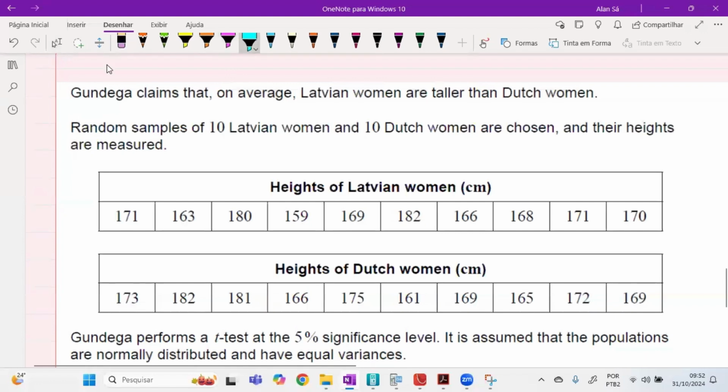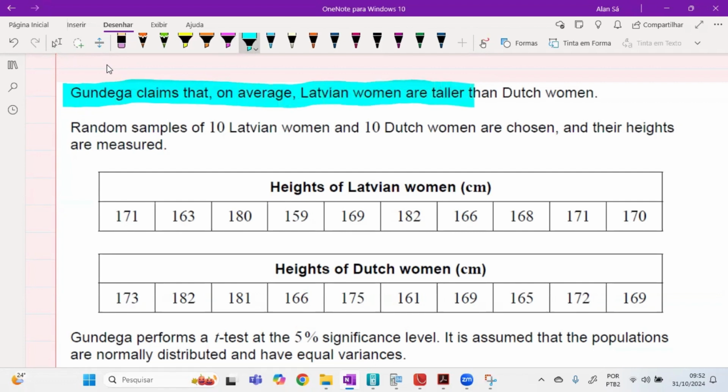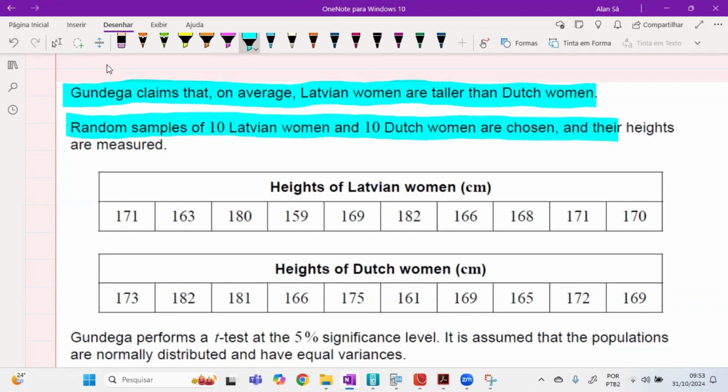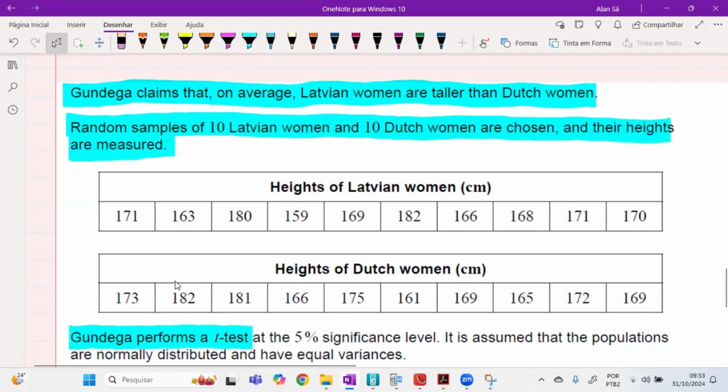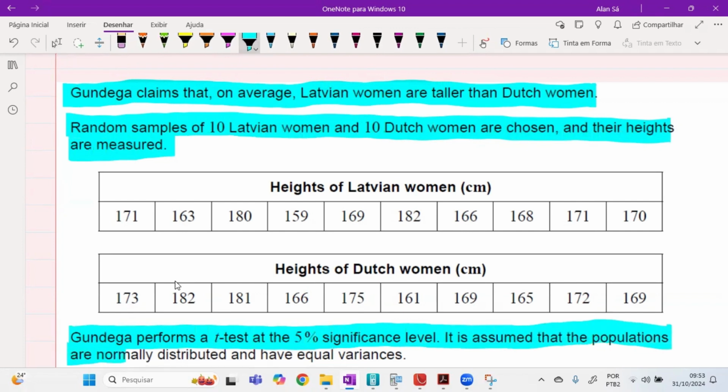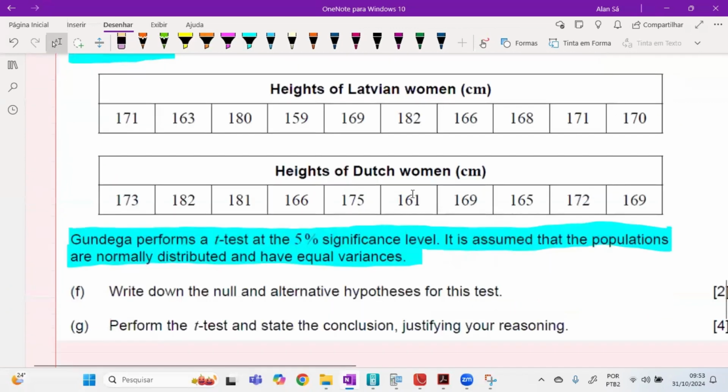Gundiga claims that on average, Latvian women are taller than Dutch women. Random samples of 10 Latvian women and 10 Dutch women are chosen and their heights are measured. Gundiga performs a t-test at a 5% significance level. It's assumed that the populations are normally distributed and have equal variances. Write down the null and alternative hypotheses for this test.